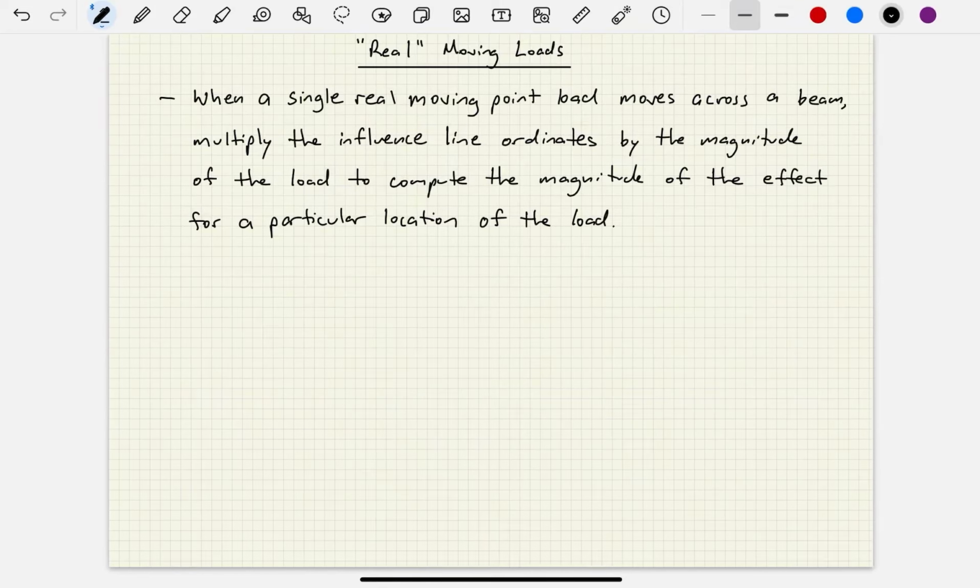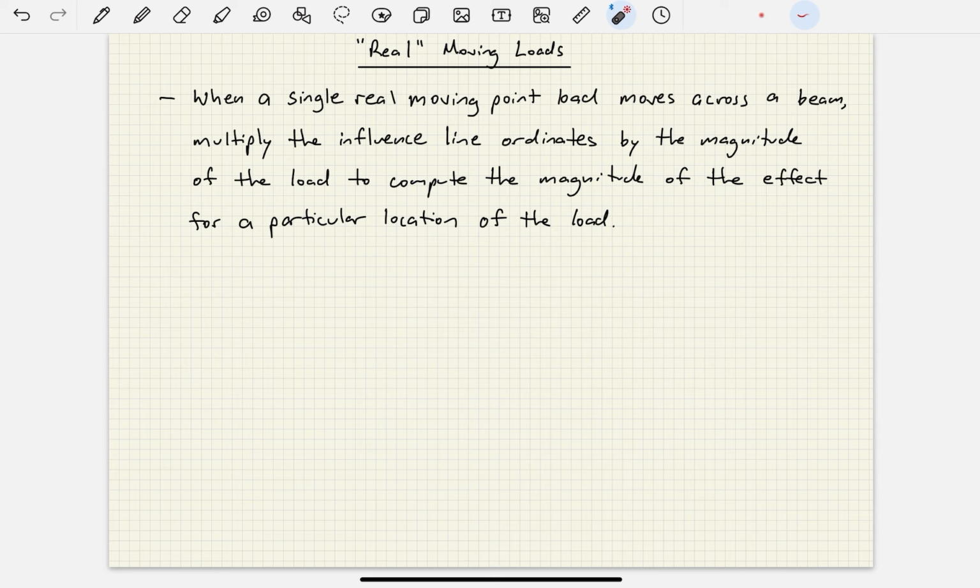Hey everybody, Dr. A here, and in this video we're going to be providing some background information as it pertains to real moving loads along a beam. So let's go ahead and get started. We're going to get started first with a real single moving point load, okay?